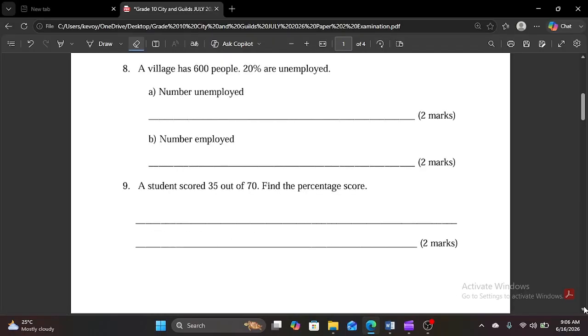All right, so a village has 600 people, sorry, 20% are unemployed. It asks us to find how many are unemployed and how many are employed. So what you're going to do is just find how many are unemployed. What is 20% of 600? So you can find how many are unemployed.